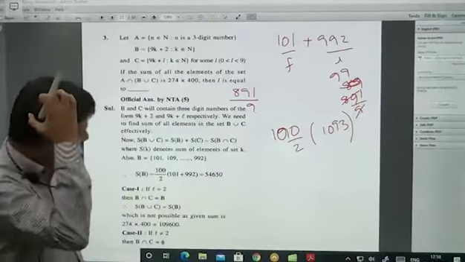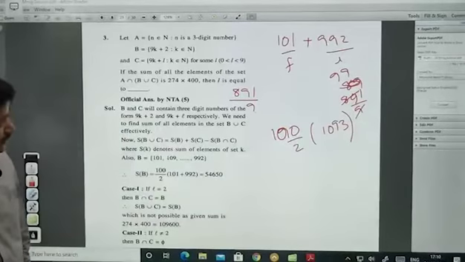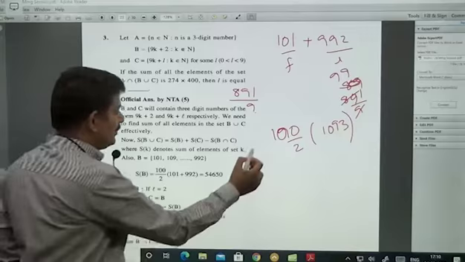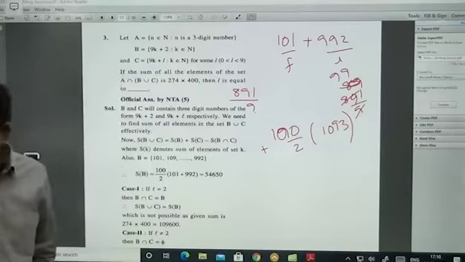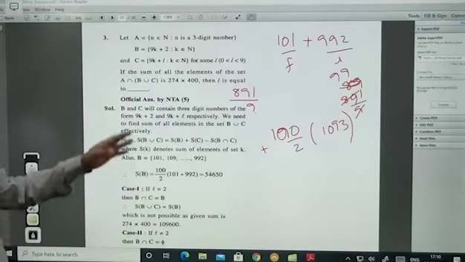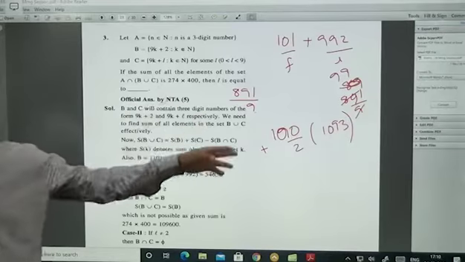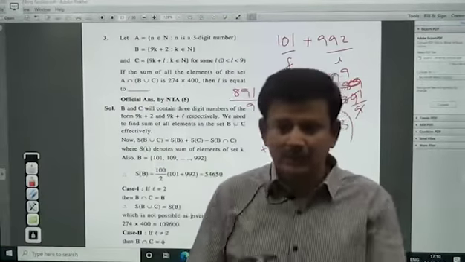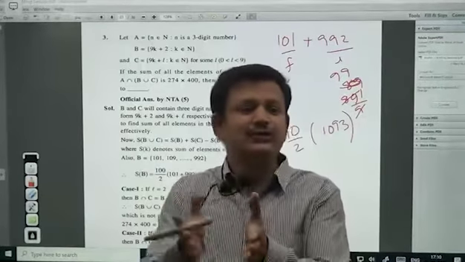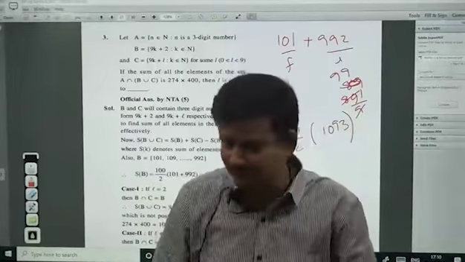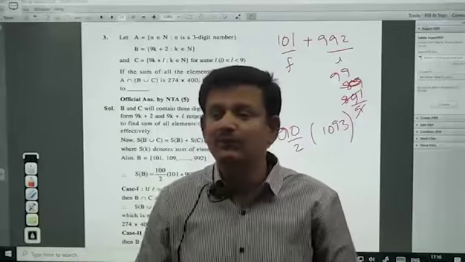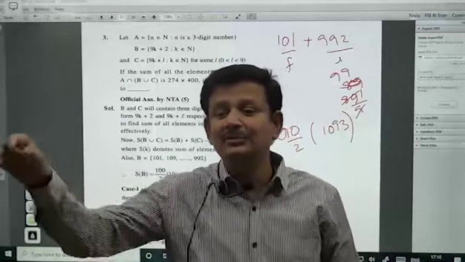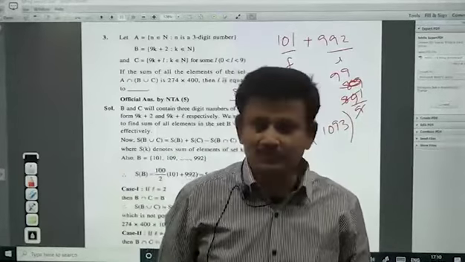100 numbers by 2 into 1093. This plus, okay, this doesn't look the case. Yes or no? So C, I will handle it properly. C, let's say if it is 5. L, let's say it is 5. Then what will be the sum? 5 will come extra how many times? 100 times. Yes or no?